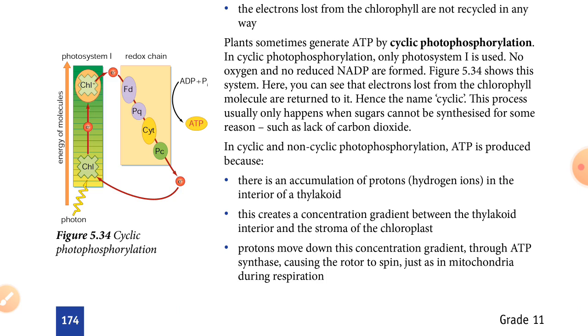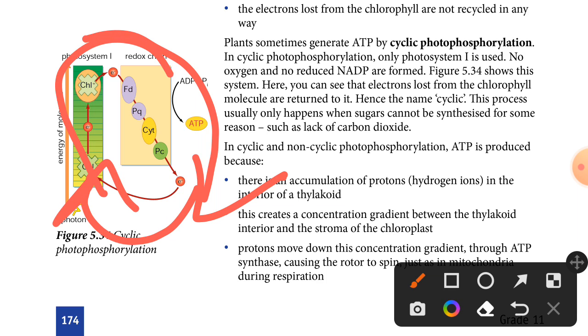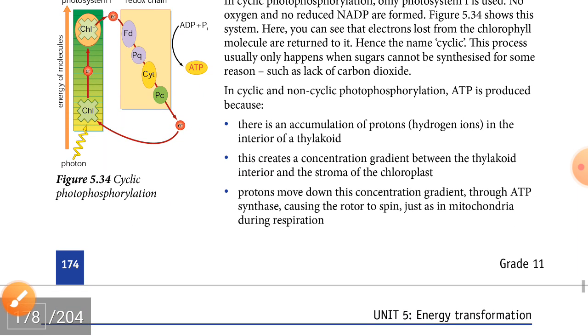Figure 5.34 shows this system. System cyclic photophosphorylation agarsiisudha. Here you can see that electrons lost from the chlorophyll molecule are returned to it. It deebi'ee hojiirra ooleera. Ammaas itti akkuma ilaaltanii asirraan lost ta'eera, deebi'ee garuu chlorophyll itti deebi'eera. So cyclicidha jechuudha. This is cyclic, okay? Hence the name cyclic. Maqaansaa akkuma nutti himachuusan.